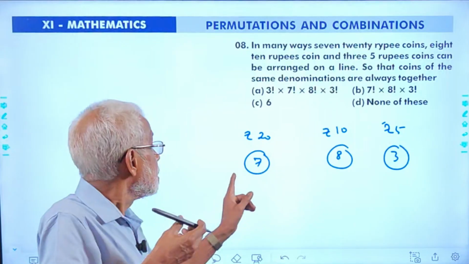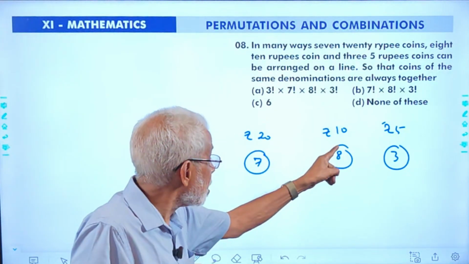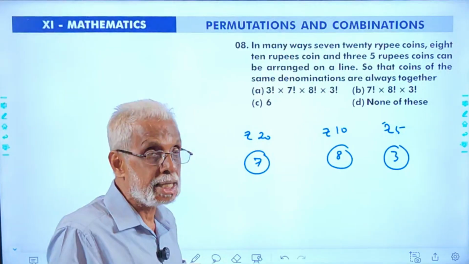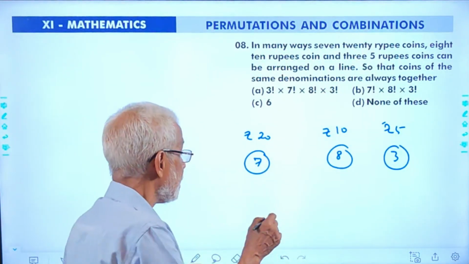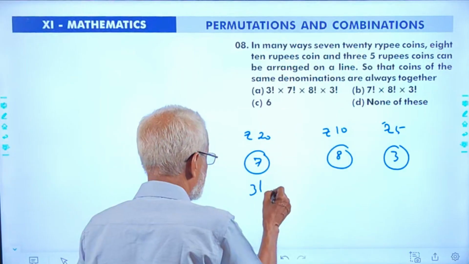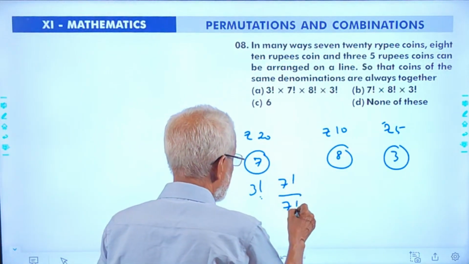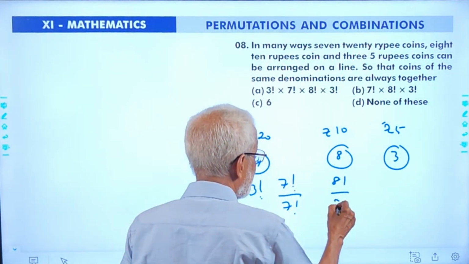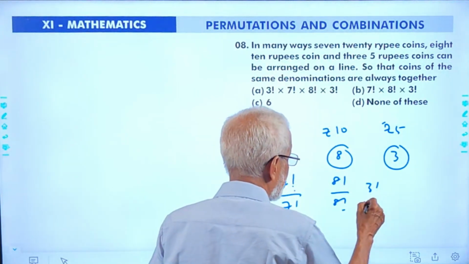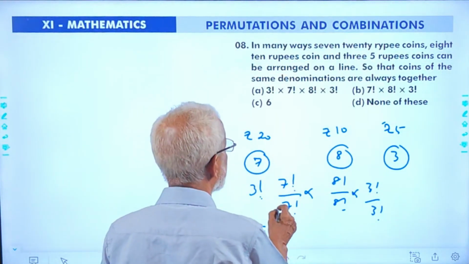Therefore, you should take this one as a single entity, this one is also a single entity, this one is also a single entity because they are always together. Hence, we have 3 things in effect to arrange that can be arranged in 3 factorial. Since 20 rupee coins are identical, 7 factorial by 7 factorial. 8 factorial by 8 factorial into 3 factorial by 3 factorial. Therefore, total 3 factorial, answer is 6.